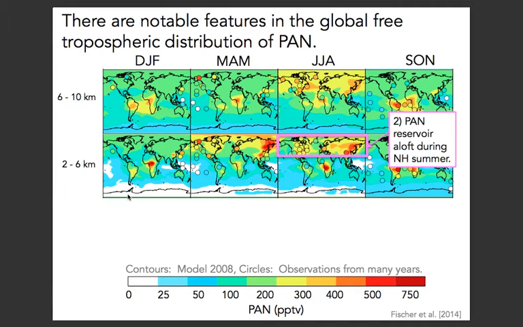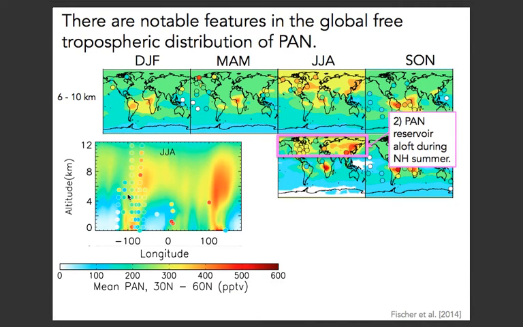A better view of this is in an altitude-longitude plot, so you can see this is average PAN 30 to 60 degrees north, and there's essentially this river of PAN in the model floating around the northern hemisphere in summer. And so right here is North America, that would be Europe, and that's East Asia, right?